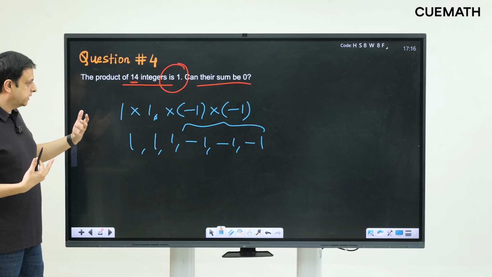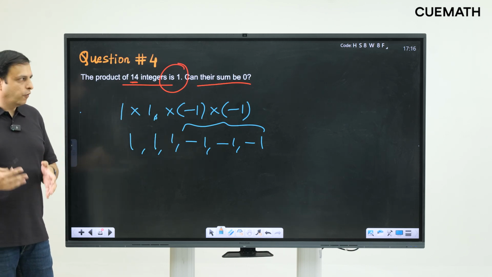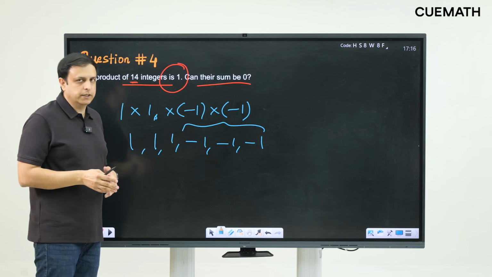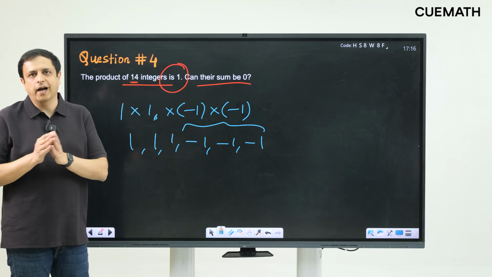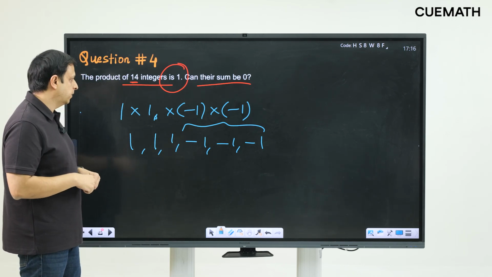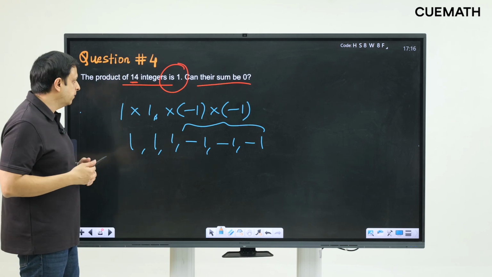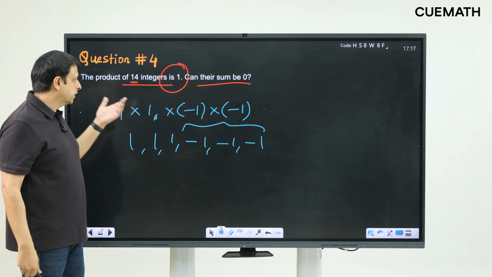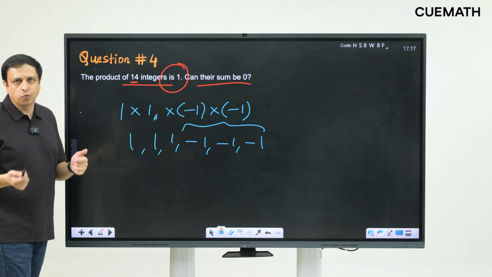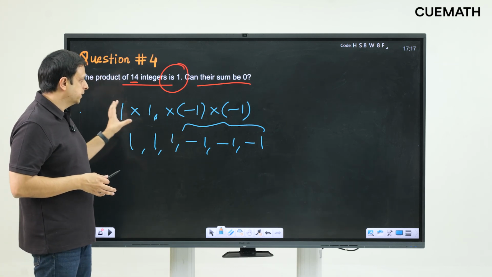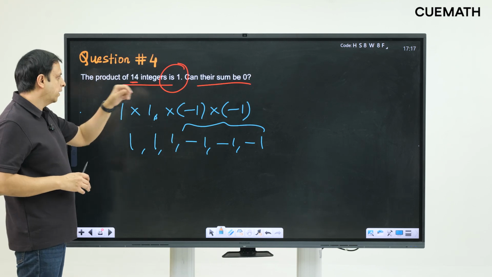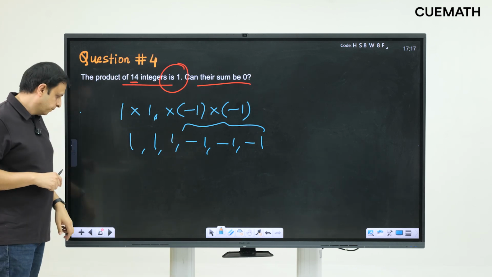So now let's just extend that idea to 14 integers. For 14 integers that are either 1 or minus 1, to have a sum of 0, 7 of them should be 1 and 7 of them should be minus 1. But if you have 7 minus 1s, then the product of those 7 minus 1s will be minus 1. So the overall product cannot be equal to 1. And therefore, the answer to this question is, this is not possible. The sum cannot be 0 if the product of 14 integers is 1.